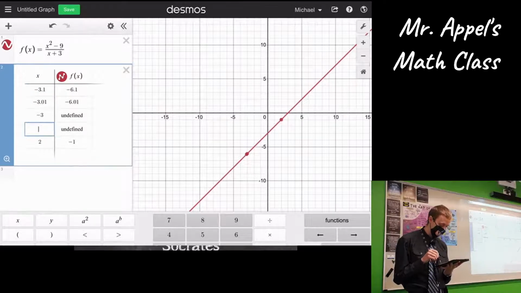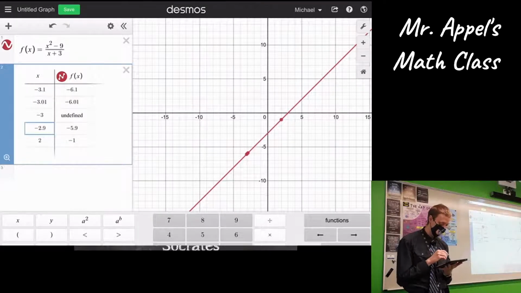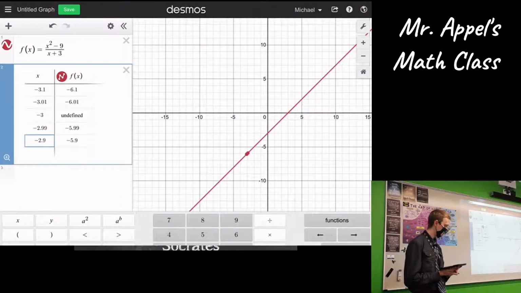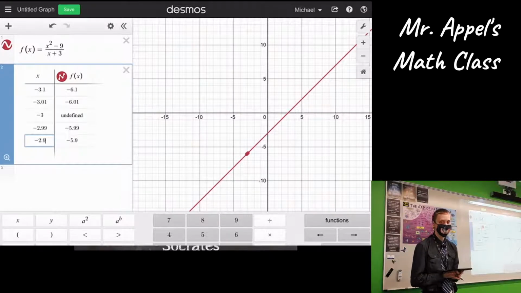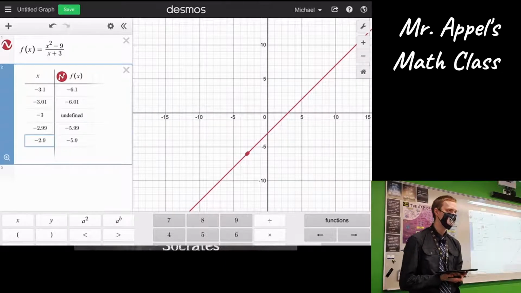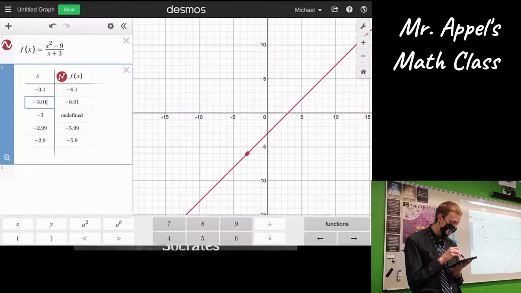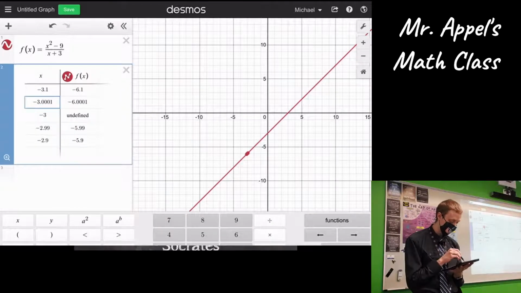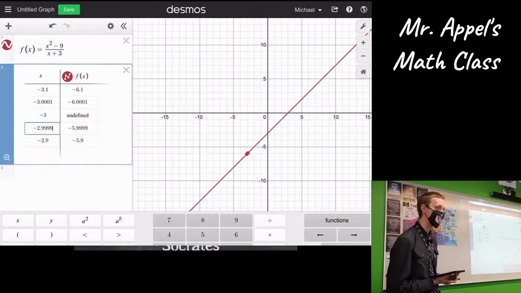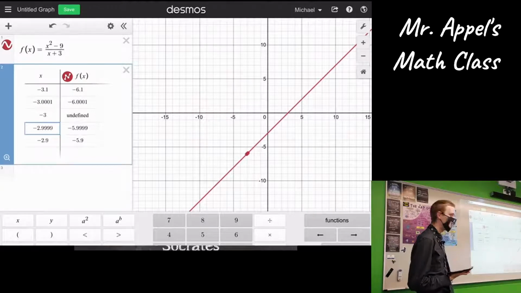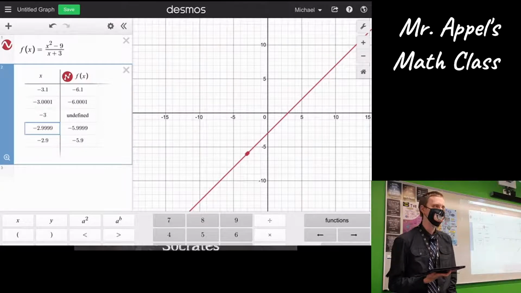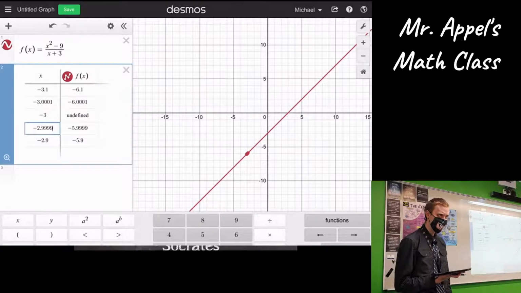So we want, this would be -2.9. And -2.99. 5.99 rounds to 6. Sorry, negative, right? So they seem to agree, don't they? And we could, of course, add more zeros and add more 9s and get closer and closer, right? But we're never going to be precisely on -6. Agreed?